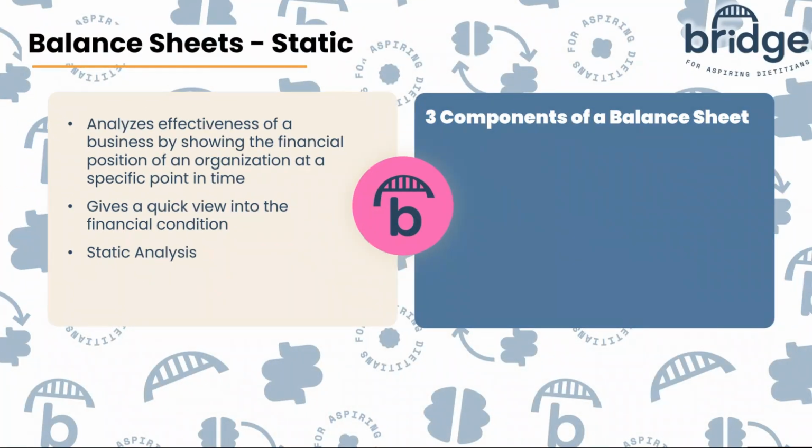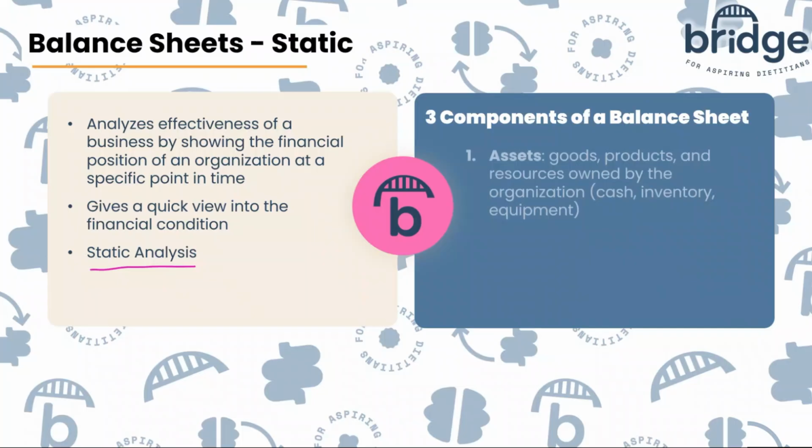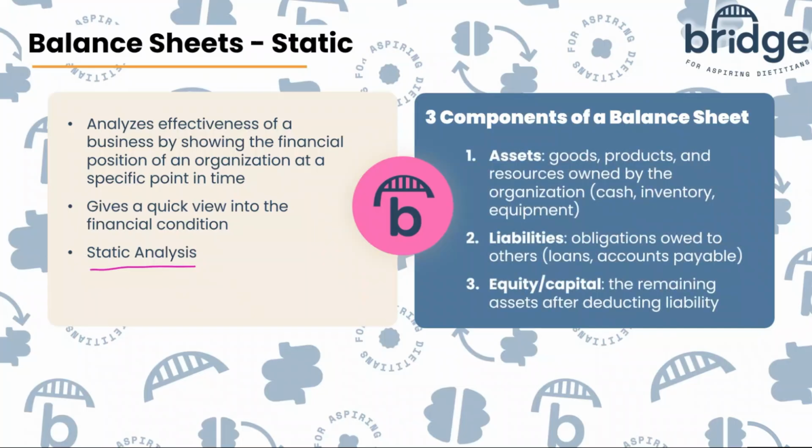The balance sheet is a still photograph. It tells us what an organization owns and owes at a specific moment. And it has three key parts. First, assets. These are the things that the organization owns, like cash, equipment, or inventory. Next are liabilities. These are debts and obligations, what the organization owes to others, like loans or unpaid bills. And then finally, equity.